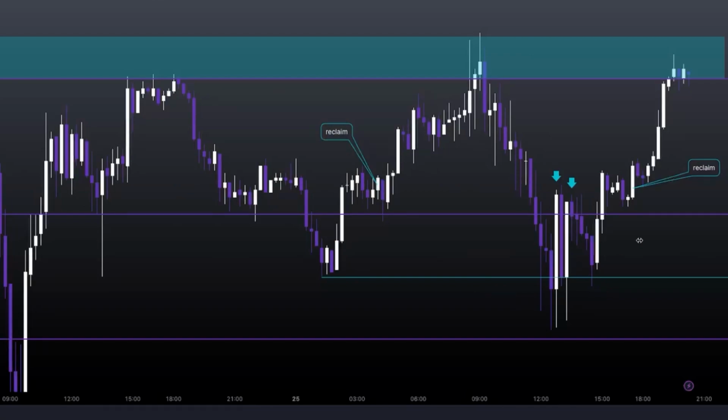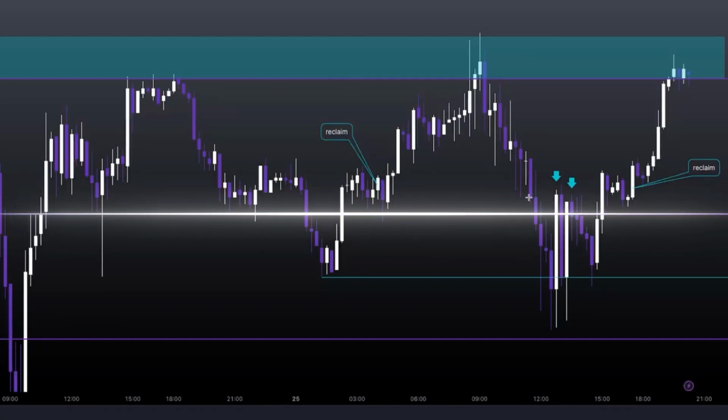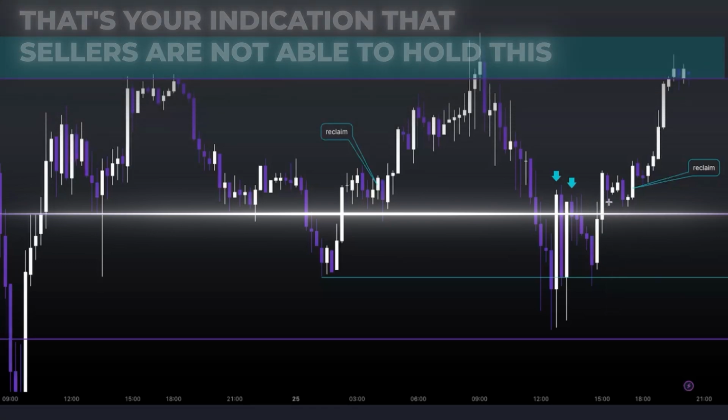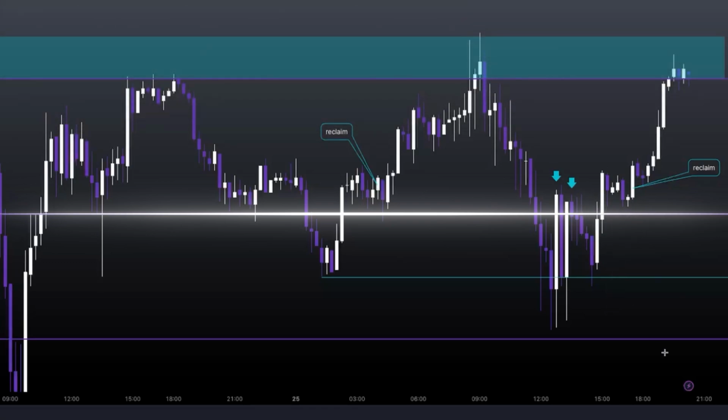This is a great example of the reclaim here, where you see this area of support was broken down here. You saw sellers get continuation to the downside. You saw an attempt to reclaim here that was rejected multiple times, rejected twice. So now after you've seen two rejections, if you see that buyers are still able to push price back up, that's your indication that sellers are not able to hold this. And if you see price able to hold back above this, again, you can go long here, putting a stop below the structure, and then continue to see this momentum move higher to the upside.